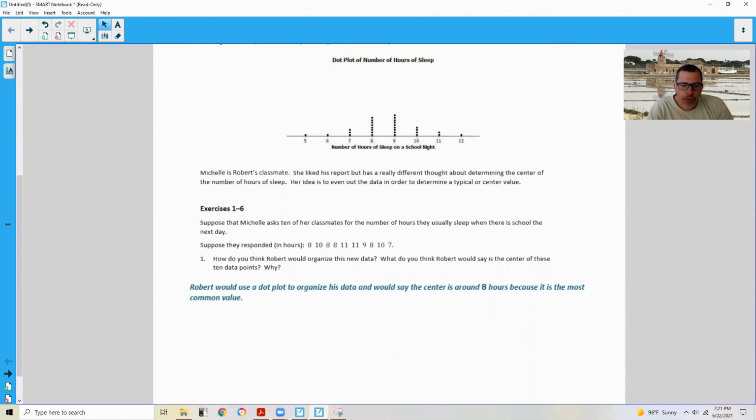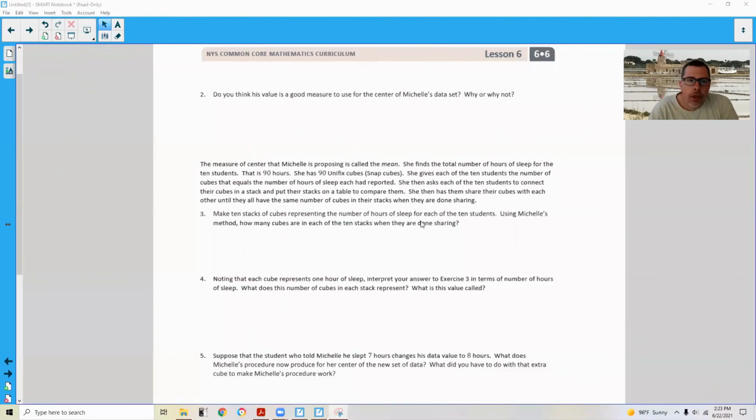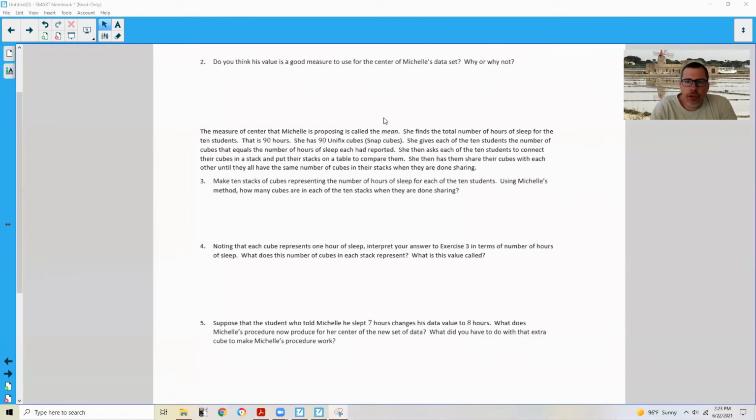Okay, Robert would use a dot plot to organize his data and would say the center is around 8 hours because it is the most common value. Okay, so there's number 1. Okay, page 2, number 2 says, do you think his value is a good measure to use for the center of Michelle's data set? Why or why not?